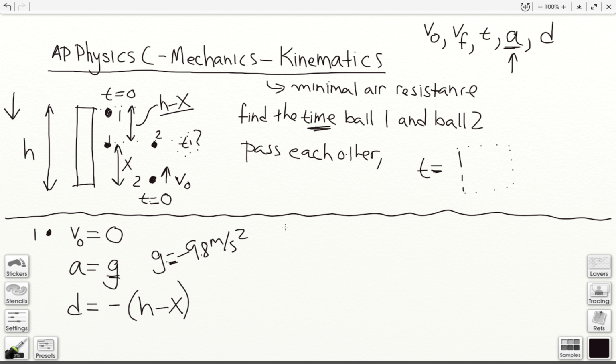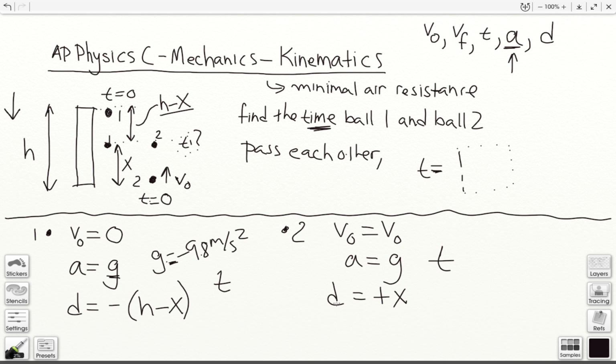Okay, so now let's do the same thing for ball 2. Here, my initial velocity is v naught. My acceleration is again g. And the distance is positive x. And again, we're trying to find t.